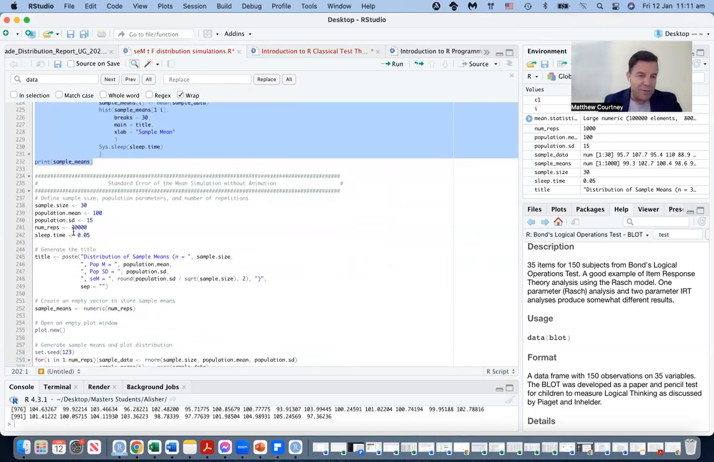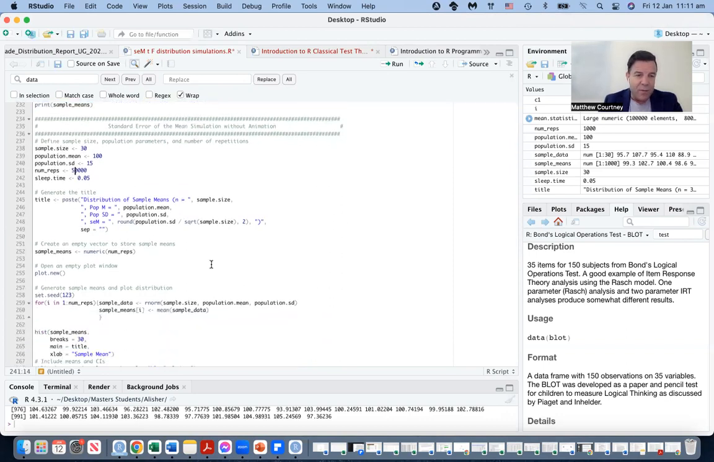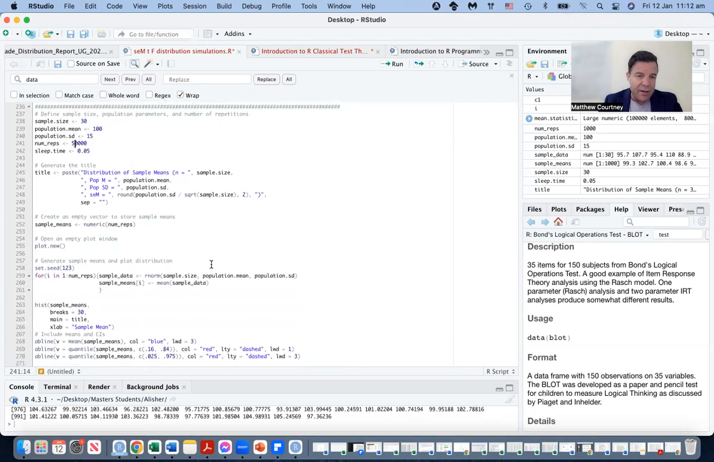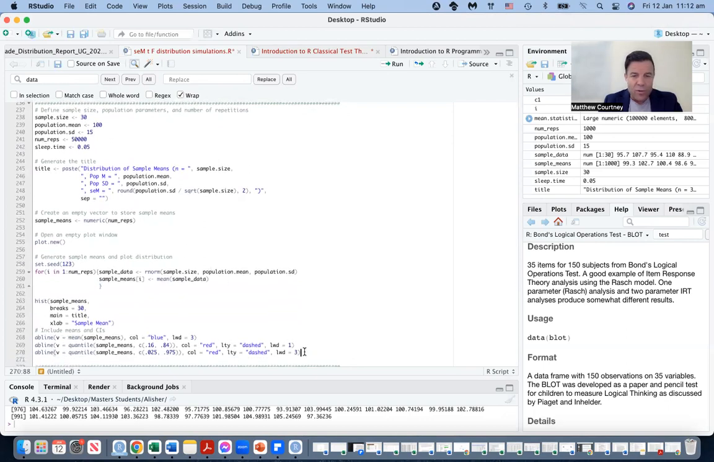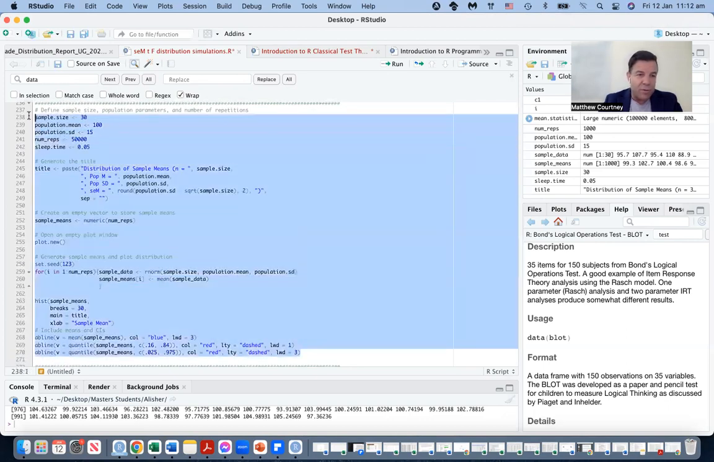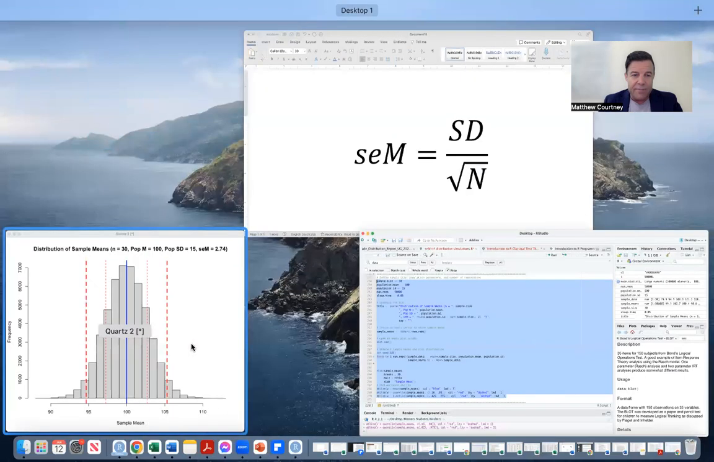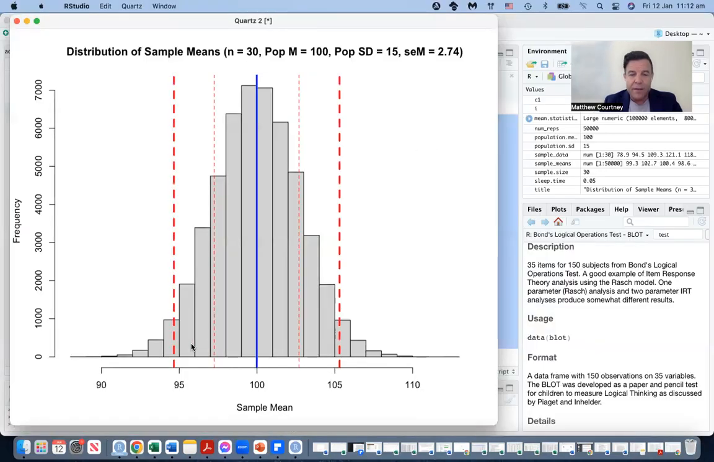Let's bump up to 30,000. Let's go to actually 50,000, and we can see what type of profile of results we might get. So that's done, and here we have it. So we can see that the result is actually what we would expect.